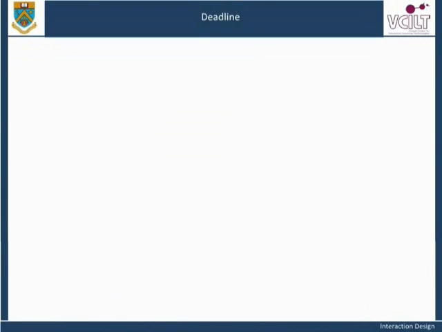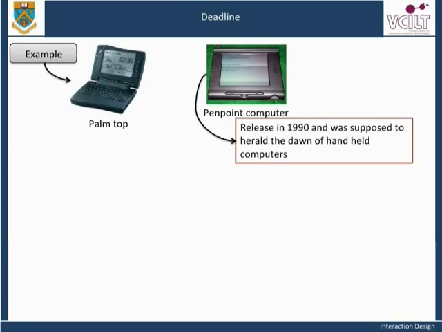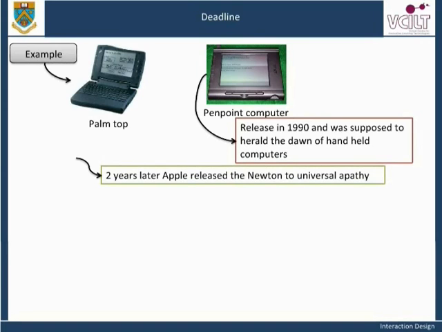Missing deadlines and failure to ship on time are not as dramatic as often held in the computer industry. He cites, as an example, the handheld palm-top market. In 1990, the Pinpoint computer from Geo was released, and it was supposed to herald the dawn of handheld computers. It did not, and 2 years later, Apple released the Newton to universal apathy.